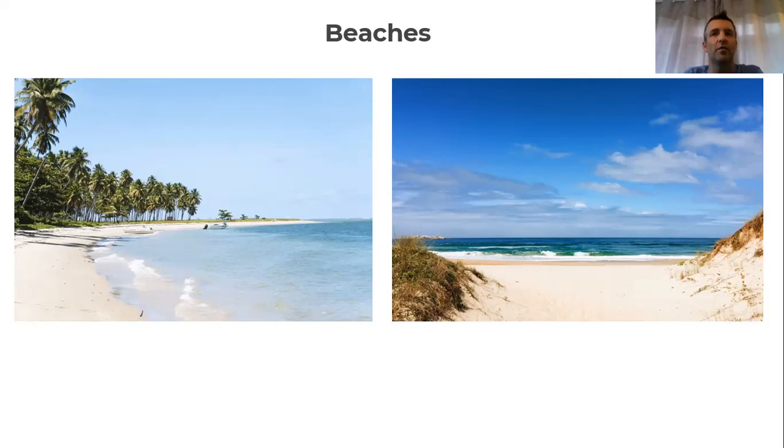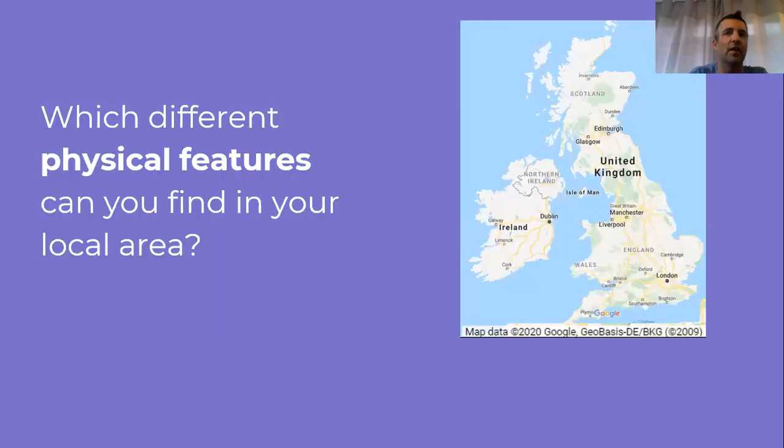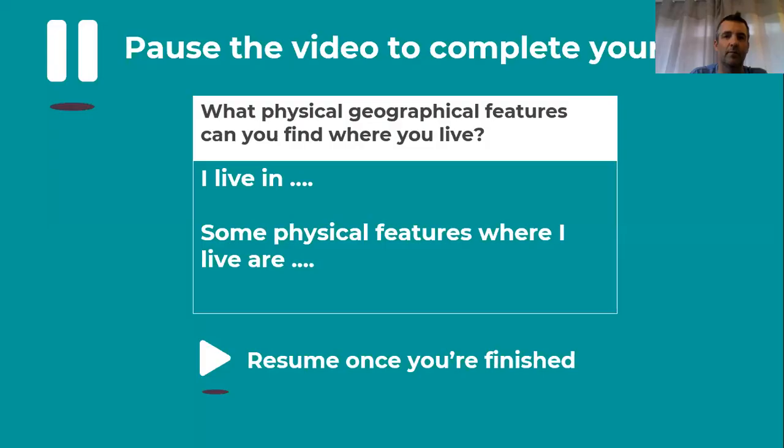So now we've thought about different physical features we can find in Brazil, like the beaches, like the waterfalls, the mountains and the rainforest. I want you guys to think about the place where you live. And I want you to think about the different physical features that you can find in your local area. They might be similar to the ones in Brazil, or they might be different. So I want you to write a sentence that looks like this.